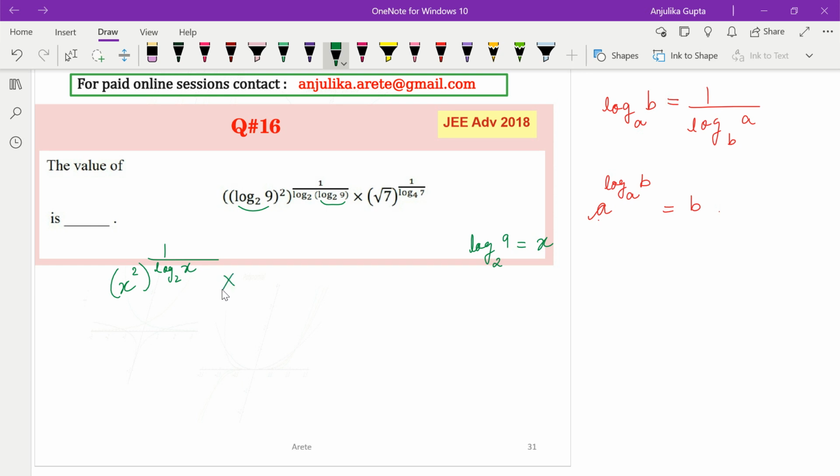Now let's try simplifying this one. You have 7. Now you see this property: if you have 7 to the power, then you will probably want log to the base 7. But you see log to the base 4 here, so I can do the reciprocal. And under root, that's power half, right? Let's for the time being write like that. Now if I do the reciprocal, I would get log 4 to the base 7. When you do the reciprocal, they both get exchanged.